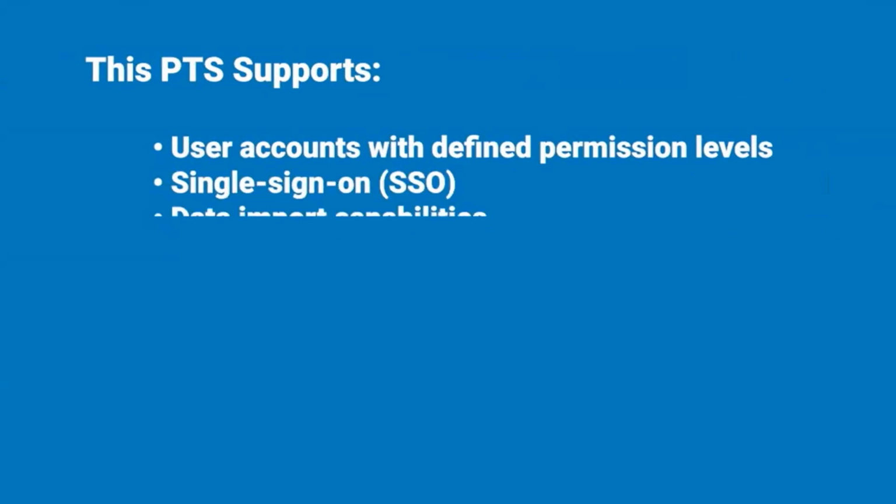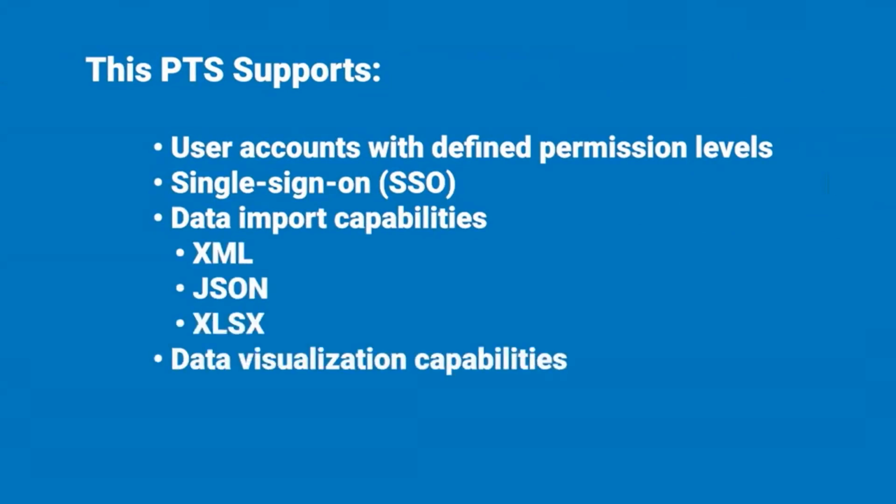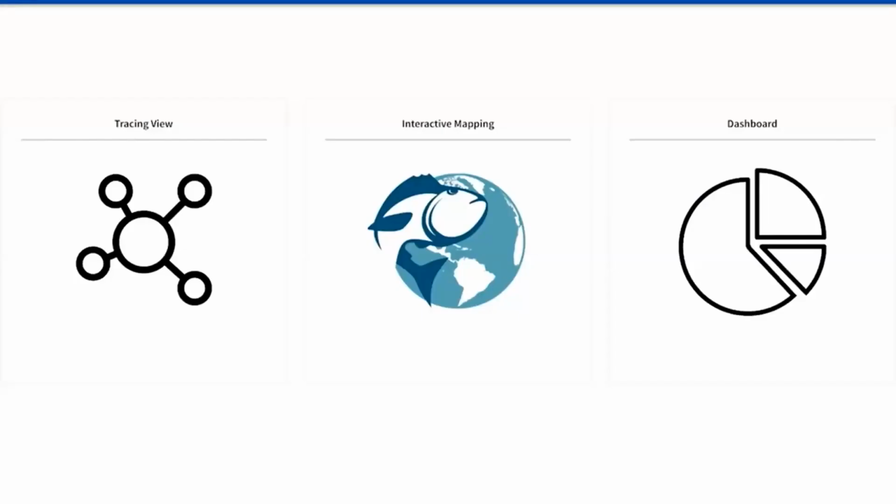The system supports creation of user accounts with defined permission levels, single sign-on capabilities, data import capabilities from a variety of source formats, including XML, JSON, and XLS, and data visualization capabilities. The leftmost component, the tracing view, provides an interactive platform allowing users to visualize end-to-end supply chain activities and perform traceback and traceforward analysis. The middle component, the interactive mapping view, allows for user input and manipulation of the data elements needed to visualize supply chain events on a geographical map.